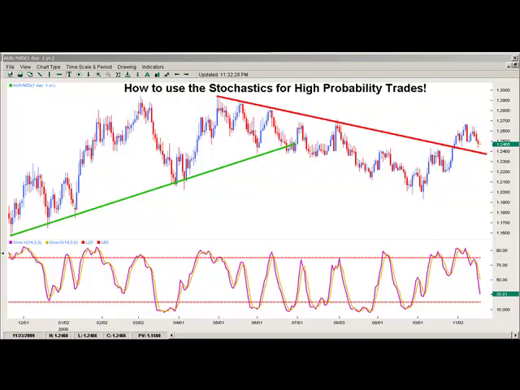So you have to say what's the trend direction, and then you have to be willing to switch gears and interpret the slow stochastics in light of the trend direction. So you're looking for buy signals with the uptrend, you're looking for sell entry signals with the downtrend.